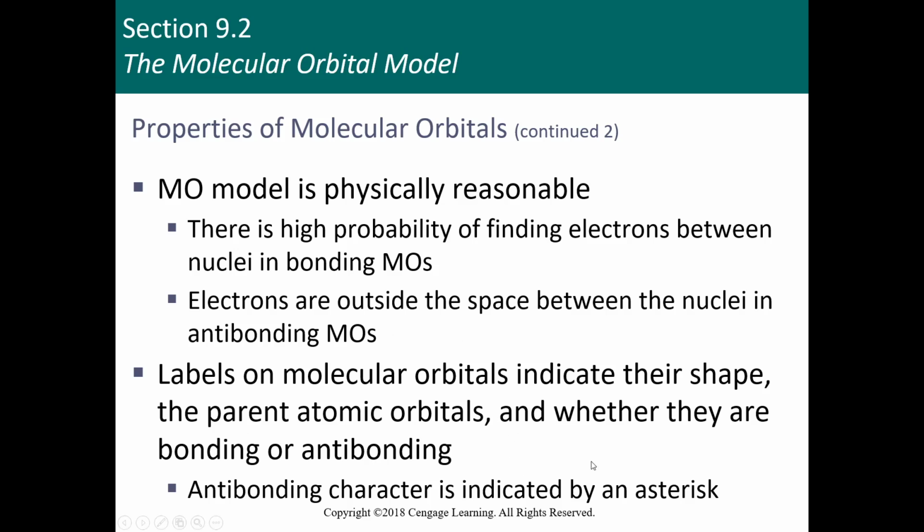Labels on molecular orbitals indicate their shape, the parent atomic orbitals, and whether they are bonding or anti-bonding. So anti-bonding character is always going to be indicated by an asterisk. And an asterisk, again, is that little star-looking symbol that you can see on your keyboard. One of the things I would like to point out for anybody going on is, if you pay attention, asterisks in general in the sciences are going to be high energy conditions. So whenever you see an asterisk, that's usually a modified high energy condition. It is something that is typically higher energy than a ground state, a lower energy state.